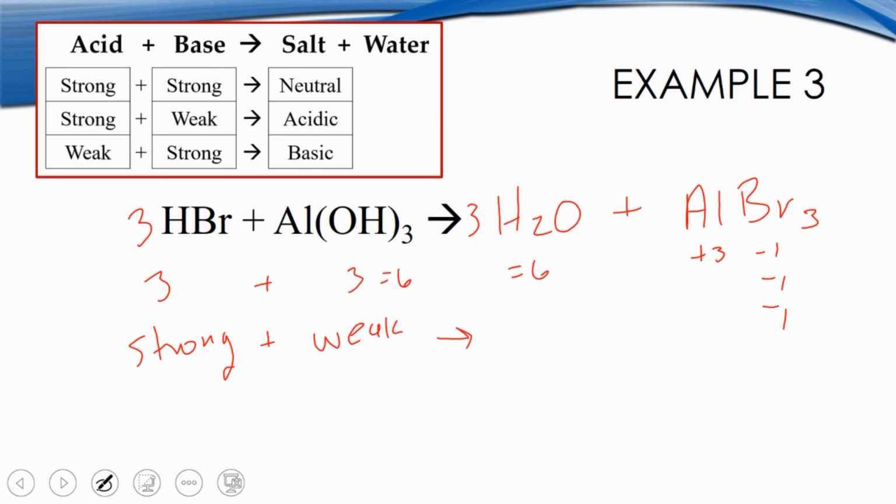We know, of course, that water is going to be neutral because, well, it's water, right? And now we just have to determine what our salt is. We have a strong acid and a weak base, so we're dealing with this scenario right here. Therefore, our salt is going to be acidic. So we're going to have an acidic salt.